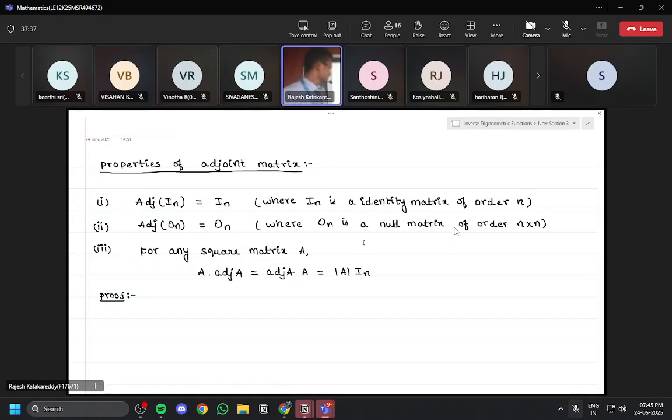The third one is for any square matrix A: A into adjoint A is equal to adjoint A into A is equal to determinant of A into identity matrix of order n. We can prove this by taking a second order square matrix. That will be easier. If we take third order, it will be a little lengthier. This is a theorem you can write. A matrix and its adjoint matrix are always commutative. If you want, you can add this here.